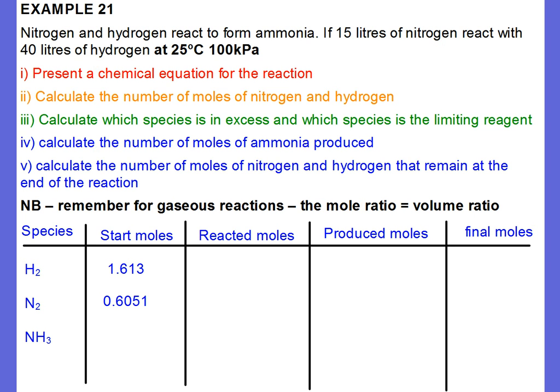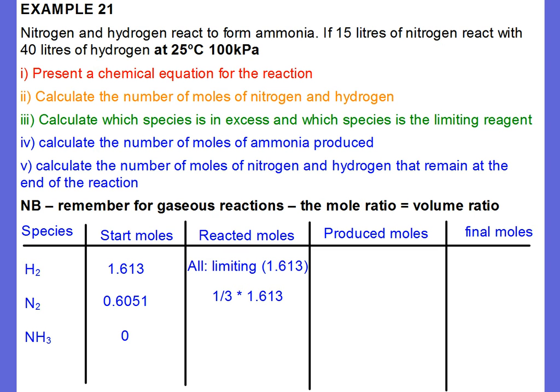We've already calculated in the previous question, in part 2, that we have 1.613 moles of hydrogen and 0.6051 moles of nitrogen. I've just gone back to the full values for our calculations here. We also start off with no ammonia. There was no ammonia at the start because it's one of our products, it's not one of our reactants. Next thing is how much reacted. Well, whenever you have a limiting excess reaction, the limiting reagent is always consumed. So limiting reagent is completely used up. So in this case, the hydrogen, 1.613 moles must have been used up.